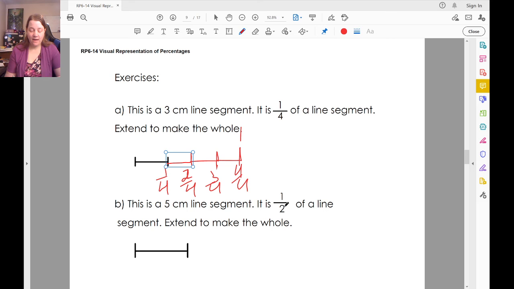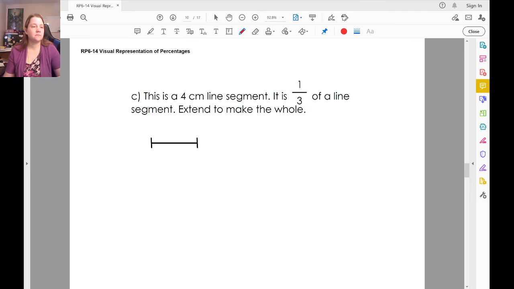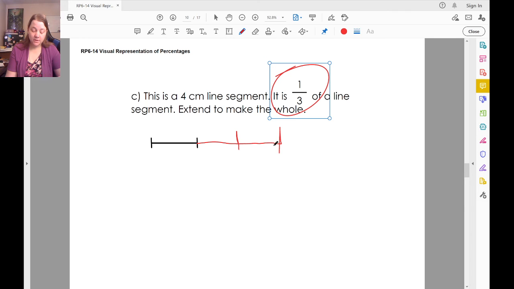This is half of a line segment, which tells you that there's 1 part and there are 2 parts that make the whole. So I'm going to extend it out for the second part. How many times would you extend this number line? If you said 3, you're correct. You're also talking to a video. So we're going to extend this out so that there are 1, 2, 3 parts. 1/3, 2/3, 3/3.